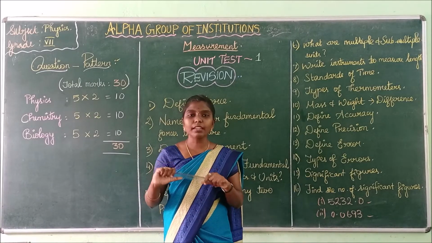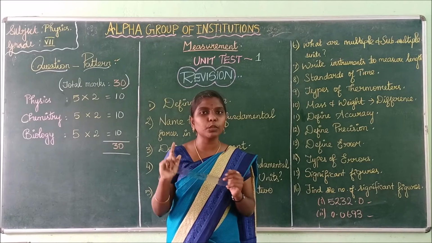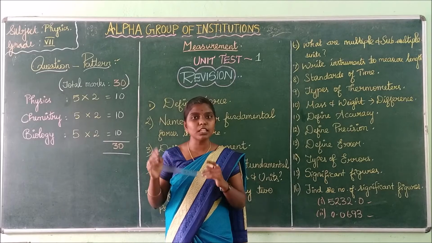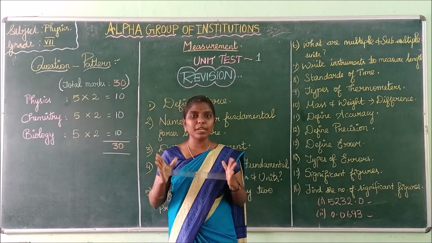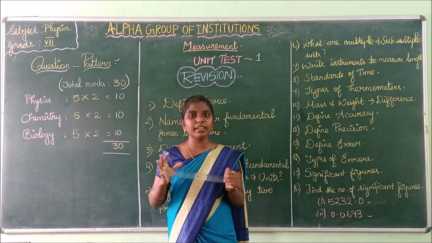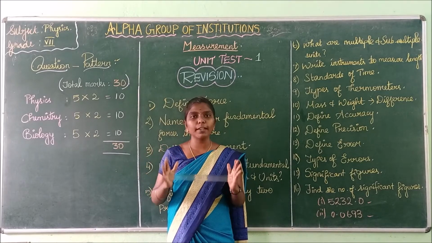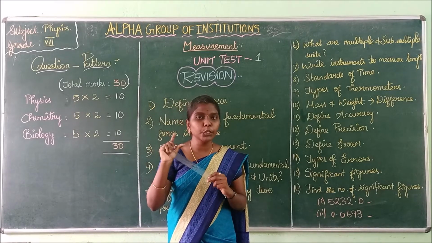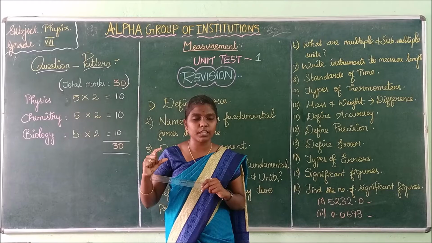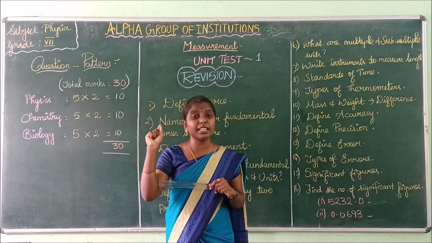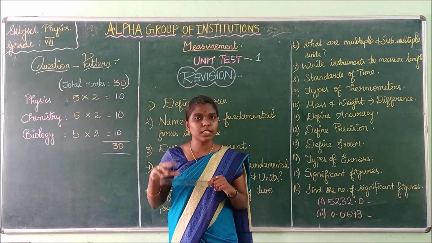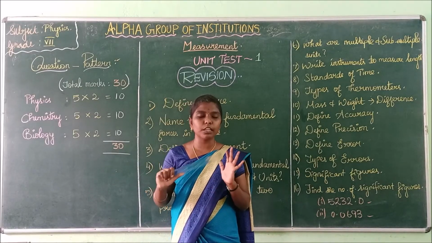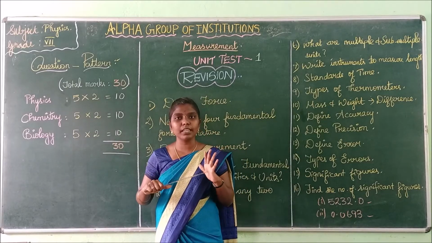Write the answers with your blue pen, and the questions will be written in your black pen. Write neatly. Your presentation and handwriting must be neat and legible. Don't overwrite or scribble. You have to write the units, examples and formula wherever necessary. Don't forget to write the units and examples for the answers, otherwise you will lose your marks. Is it clear?